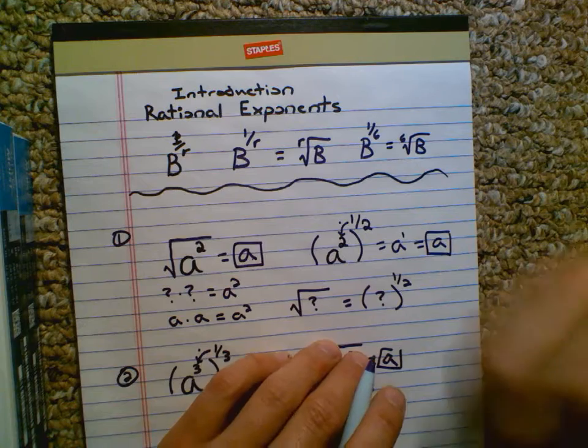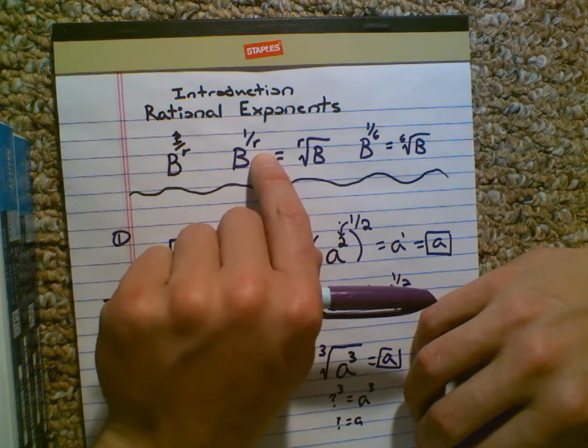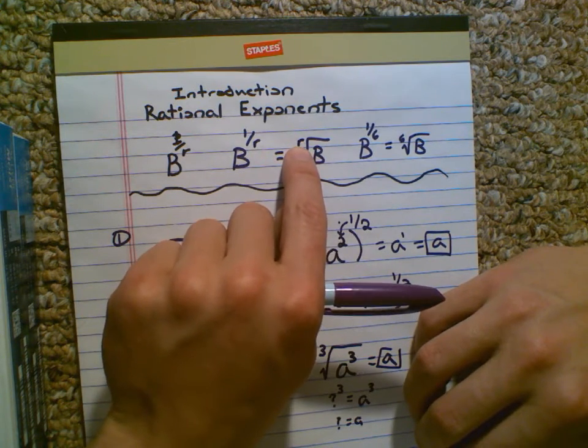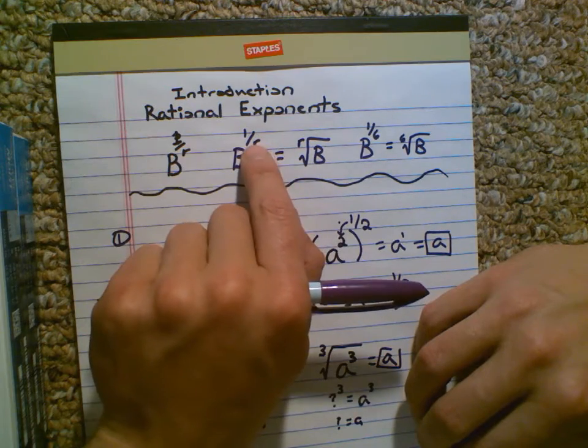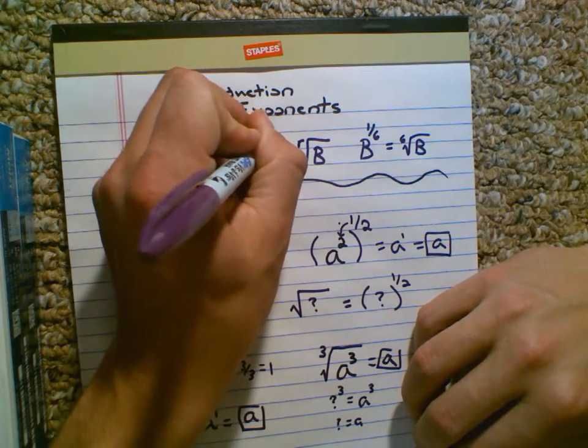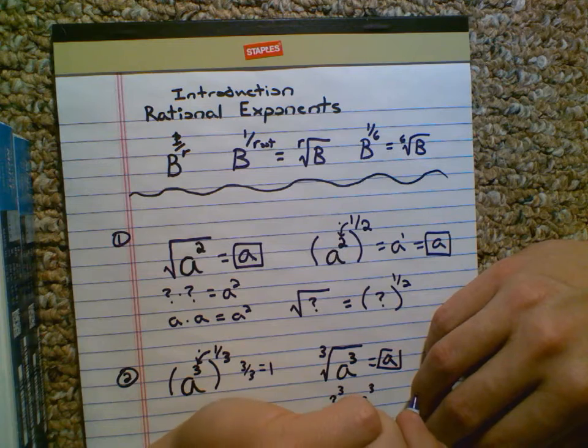Now, the reason why I denoted this with an r is because this is the root that I'm taking. This bottom number is equivalent to it, so this you need to remember is the root of the expression.